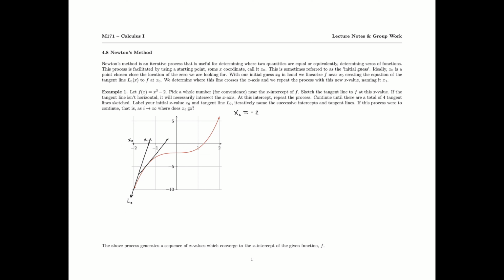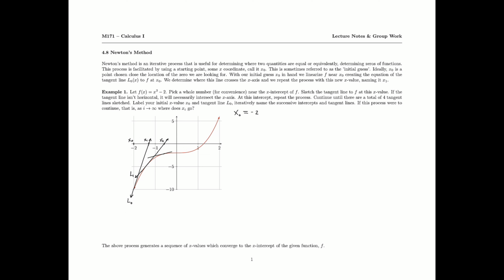Draw the second one. It's harder than it looks to draw a straight line. So we're going to call this line L1. It's going to cross right here, and this is x2. And again, we follow it down. We get a point on here, and at this location, we're going to sketch the tangent line here. This one's going to be even harder to do.